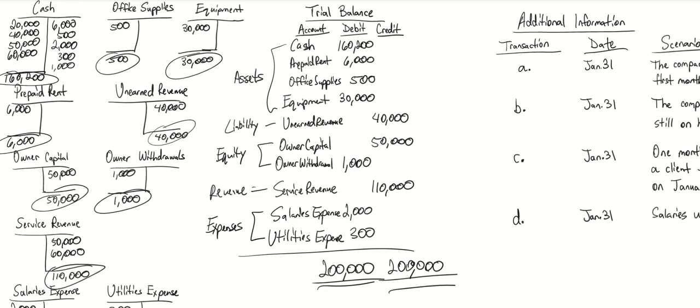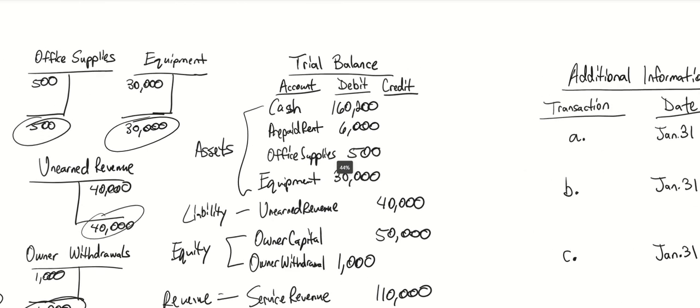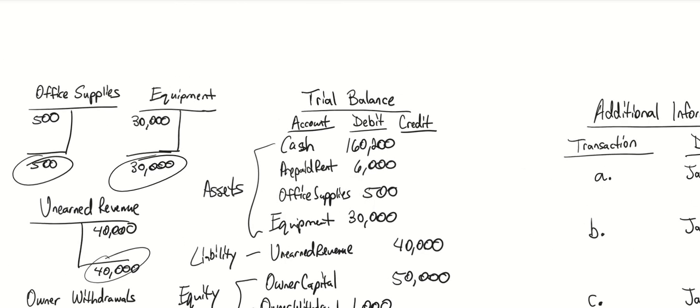Now, when it comes to this trial balance, let me zoom in here. I want you all to know that this is the unadjusted trial balance. The reason why this is the unadjusted trial balance is because there are going to be some transactions that still need to be recorded for the month of January. So it happens.